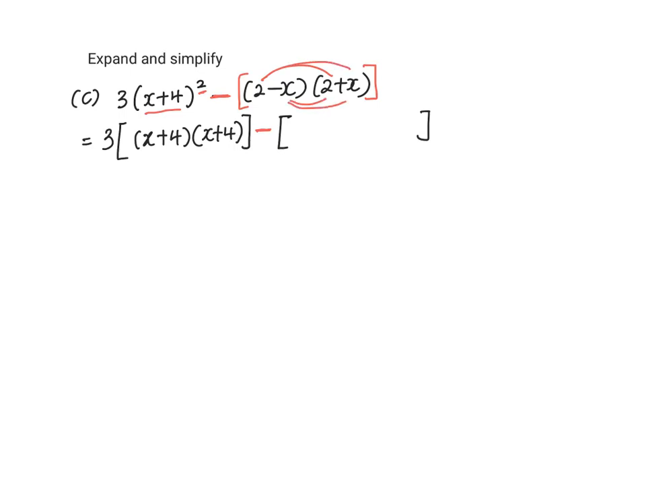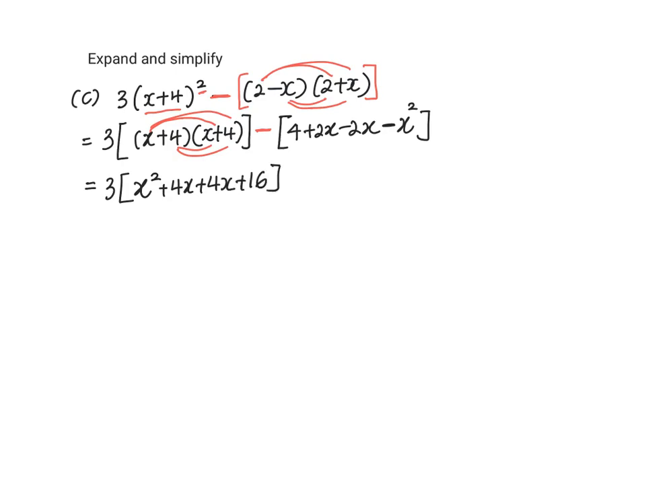So this will give me 2 times 2, 4, plus 2x minus 2x, negative x times positive x minus x squared. Okay, now then the next step, now we will need to simplify our brackets first. So this will be x times x, gives me x squared, 4x plus 16.